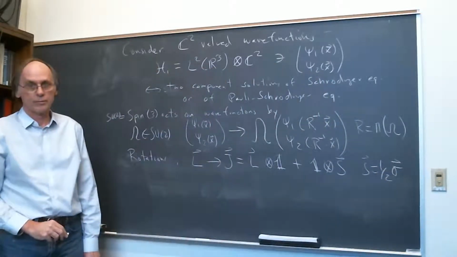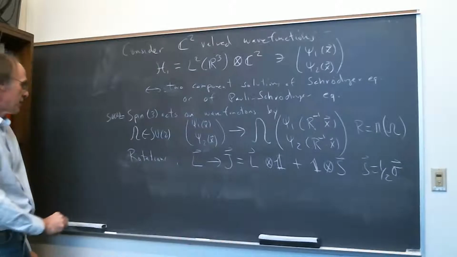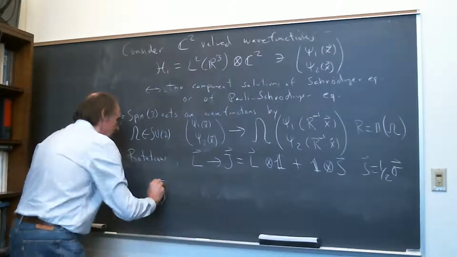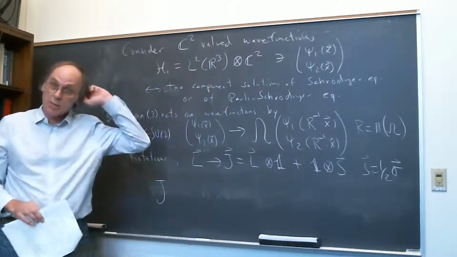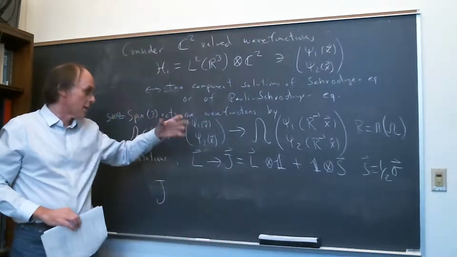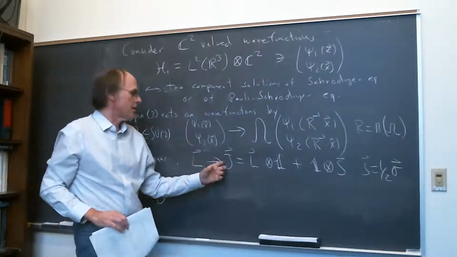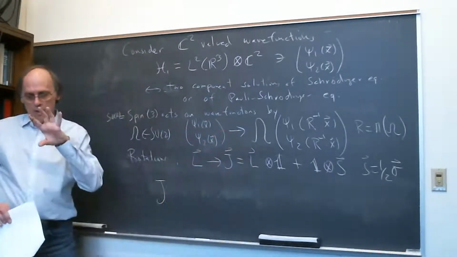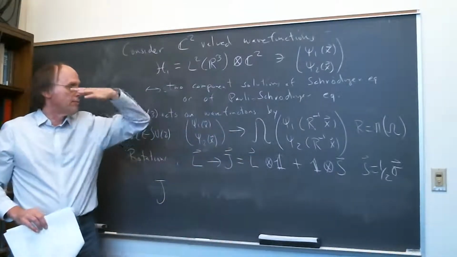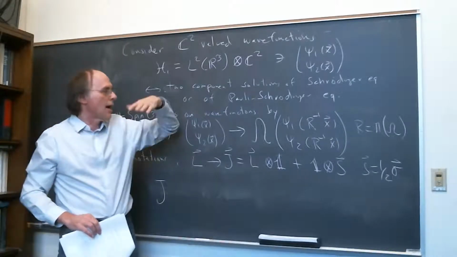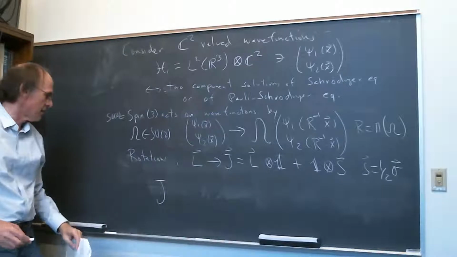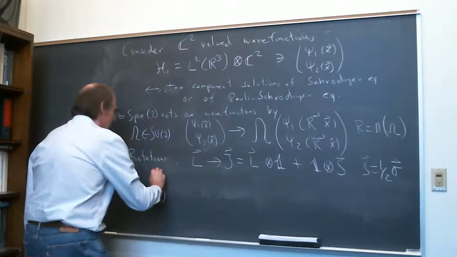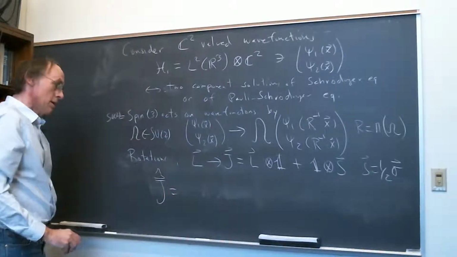It's this guy. So the operator that's going to have the right commutation relations, that's going to tell you how these spin transformations act on the whole system, is what I call J vector hat.